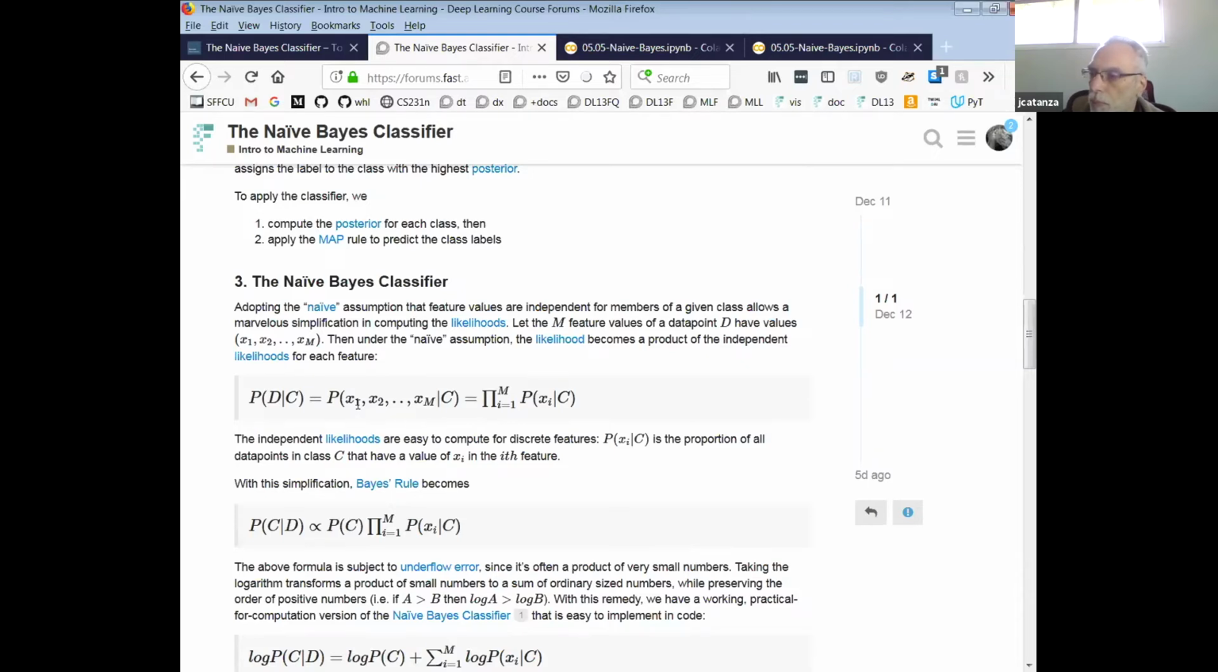So, in this case, P of x1, x2, ... xm given C would be the probability that you would have all the feature values given the class C. So, for example, in a simple human being classification problem, the class could be man or woman, and the features could be height and weight and age or something like that.